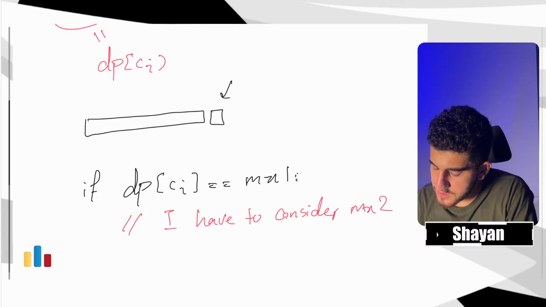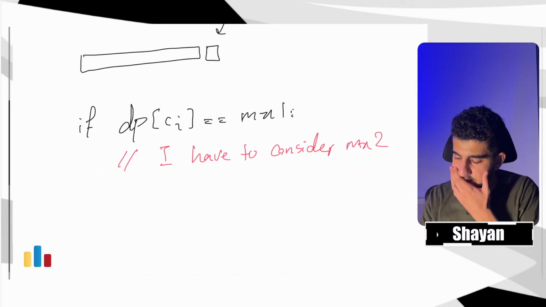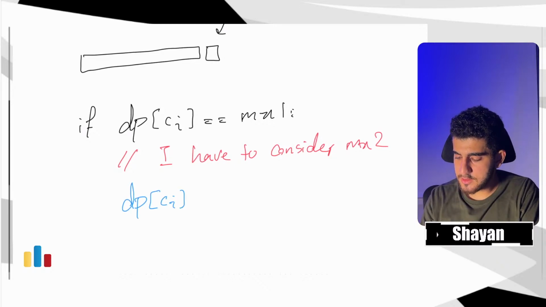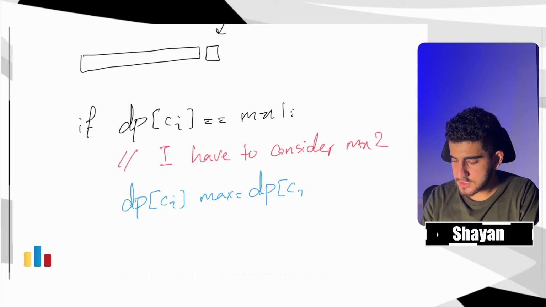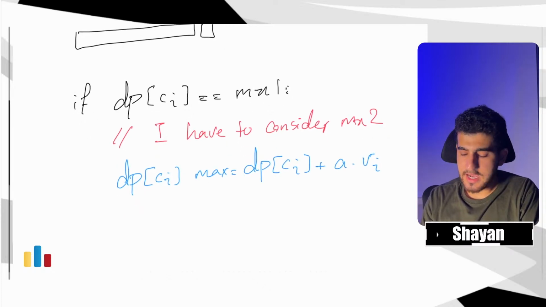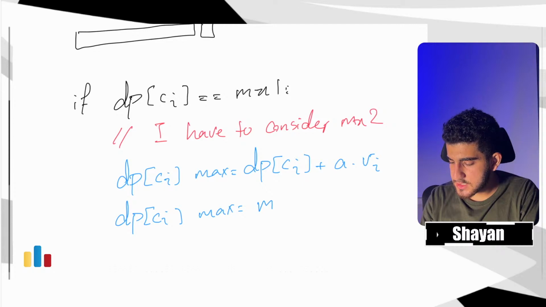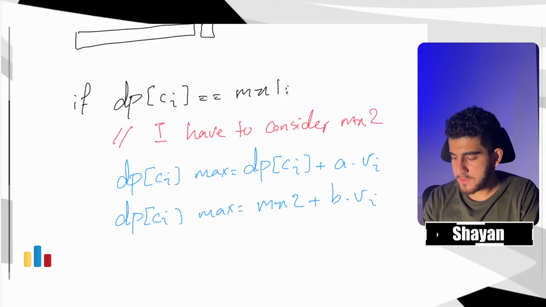What do I say in this case? I say that dp of Ci first will be max equal to dp of Ci plus A times Vi. And then I say that dp of Ci max equal to mx2 plus B times Vi. And then I need to update mx1 and mx2.